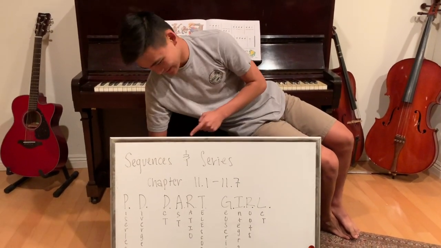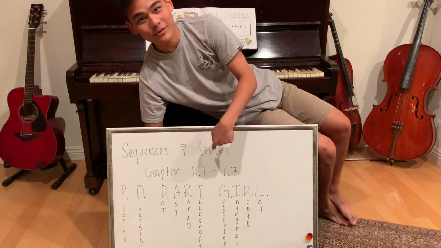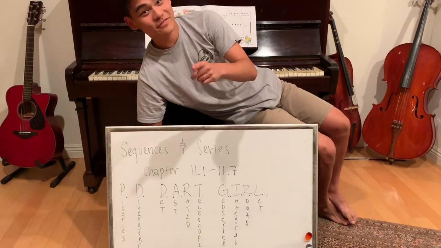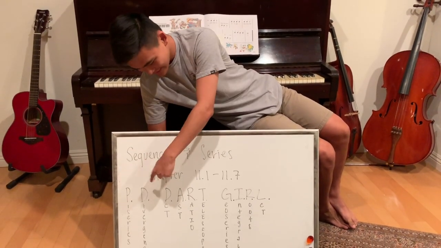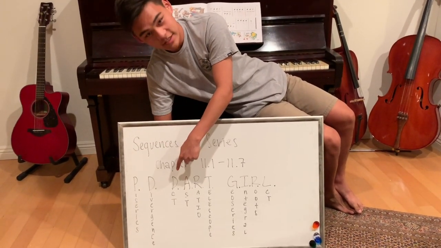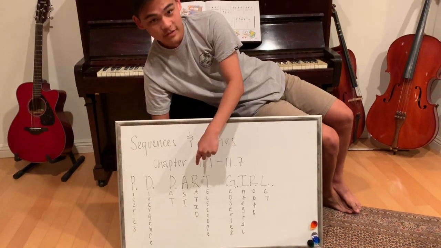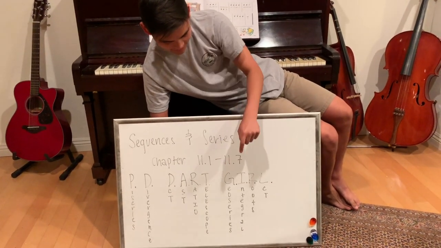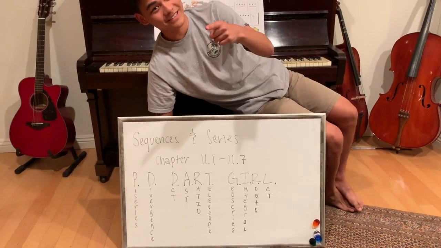But now let's get to calculus. Sequences and series, chapter 11.1 to 11.7. Luckily for you, we made an acronym, PD DART GIRL. P for P-series, D for divergence test, DCT, AST, ratio, telescoping, geo series, integral, roots, and LCT.